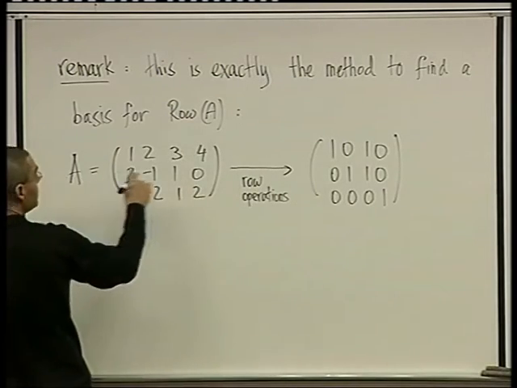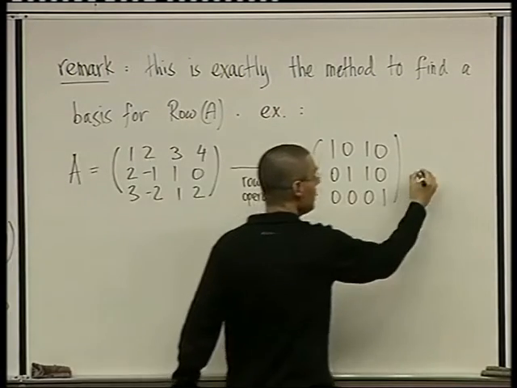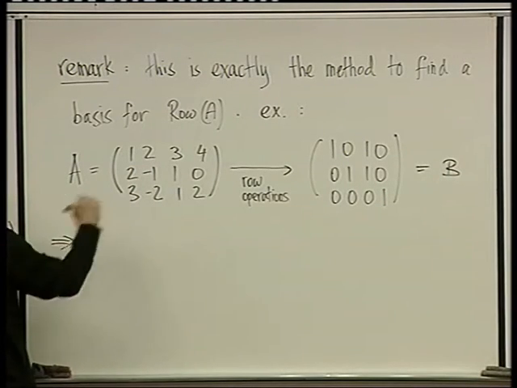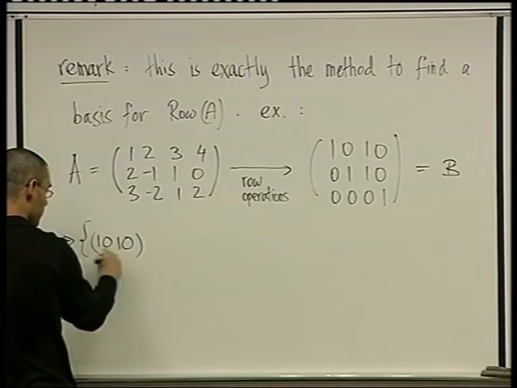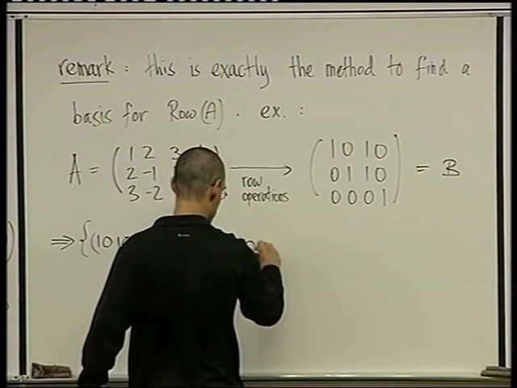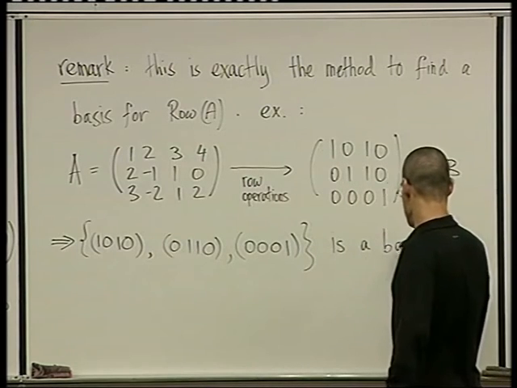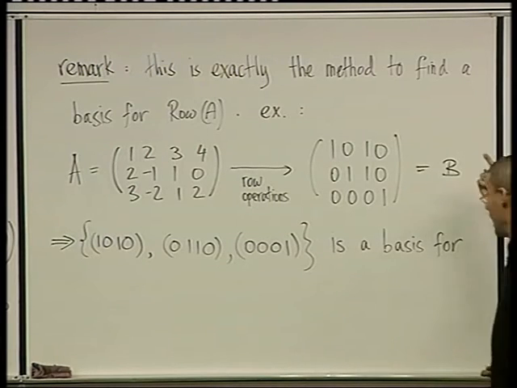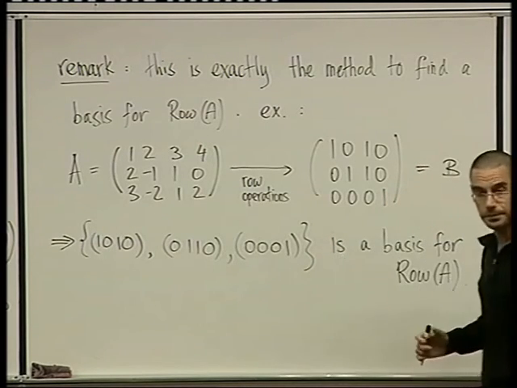So example. Call this B. B is an echelon form. So what we get is that 1, 0, 1, 0, this vector, and then 0, 1, 1, 0, and then 0, 0, 0, 1 is a basis for, it's obviously a basis for the row space of B, but the whole idea is that it's in fact a basis for the row space of A. Clear?